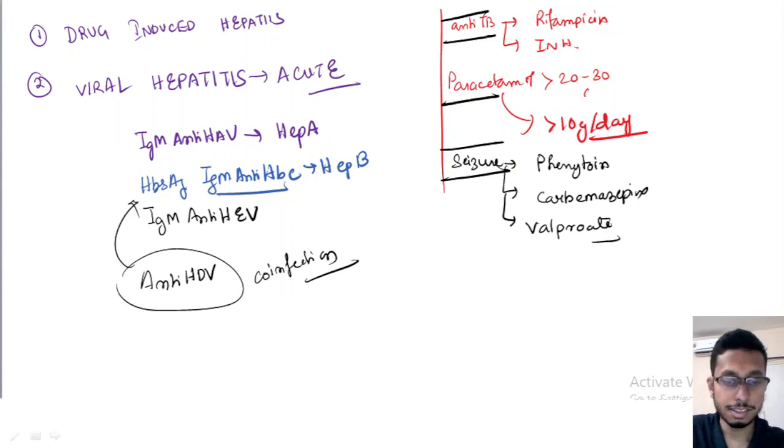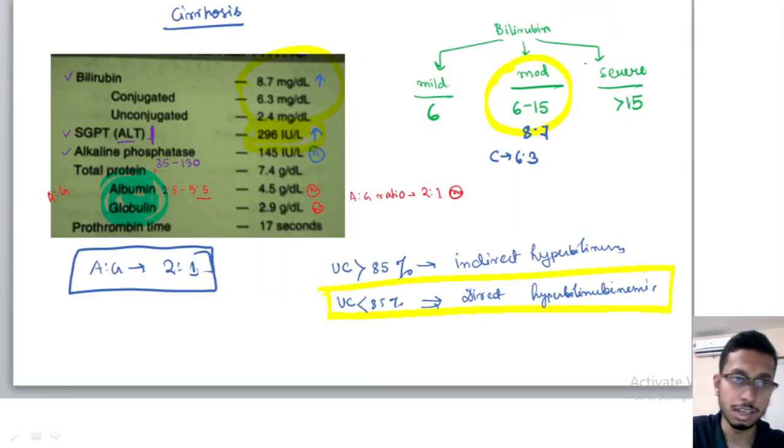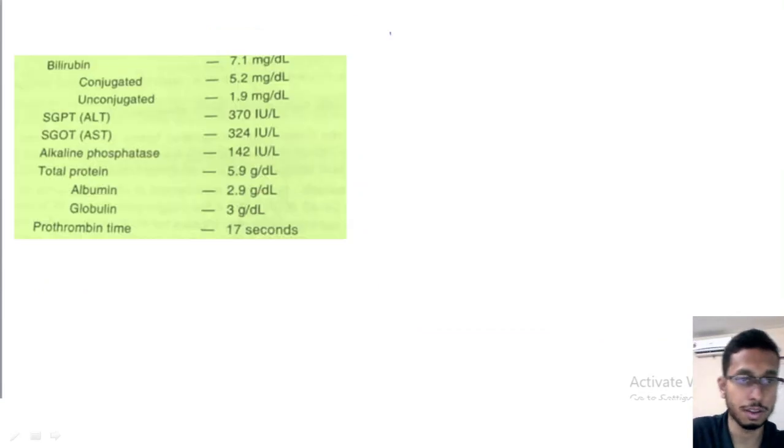Okay, let's see the next chart. So the diagnosis for our first chart is hepatocellular jaundice. What is this chart showing? Again, we have been given a raised bilirubin. What is the bilirubin raised at? 7.1. We know raised bilirubin is divided into mild, moderate, and severe, so this is again moderate hyperbilirubinemia.